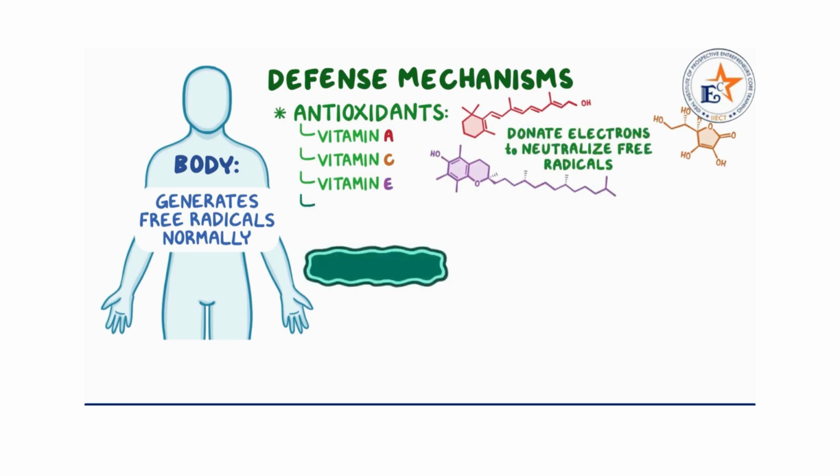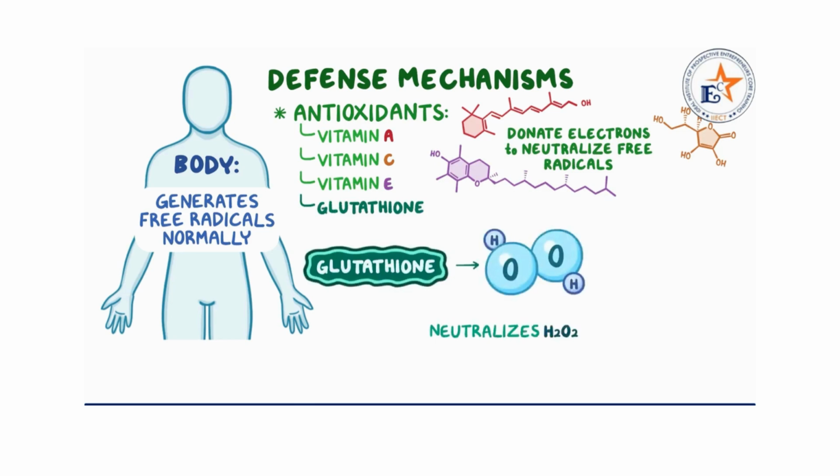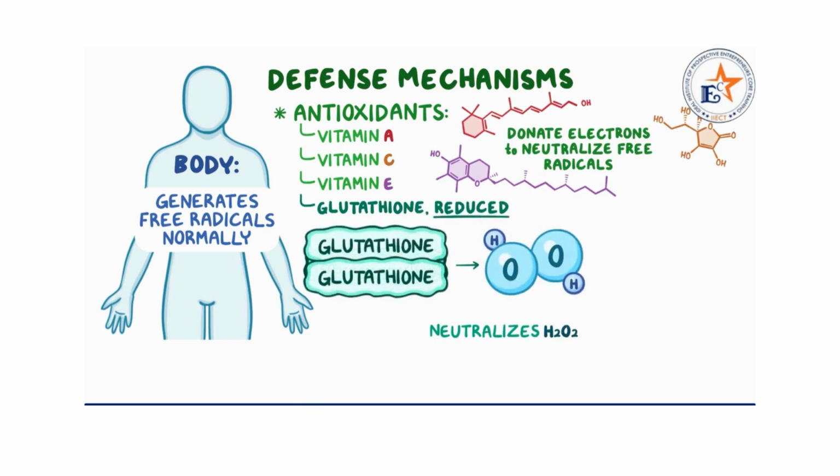Another molecule in our body called glutathione acts as an antioxidant and neutralizes hydrogen peroxide. In order to function, two glutathiones need to be in the reduced state where they can donate an electron and a proton to the hydrogen peroxide and convert it into harmless water.